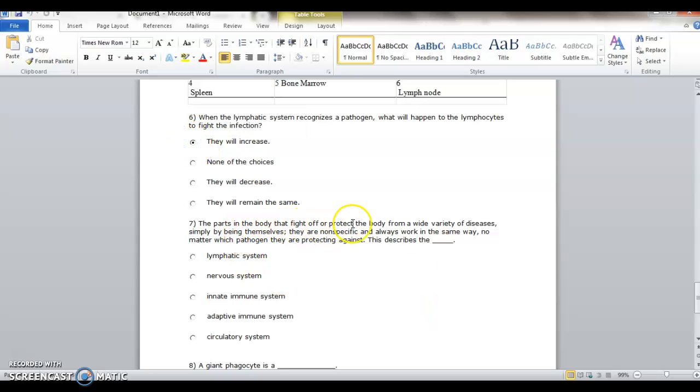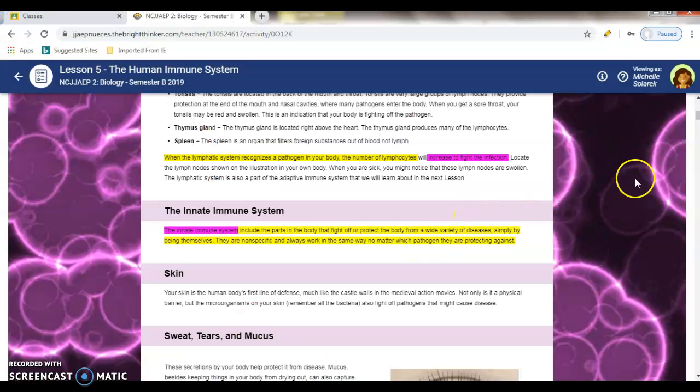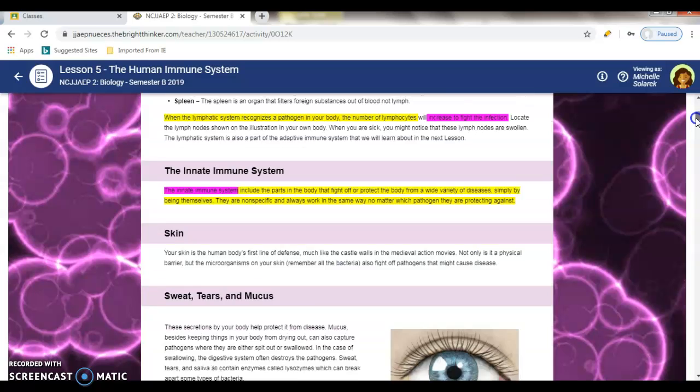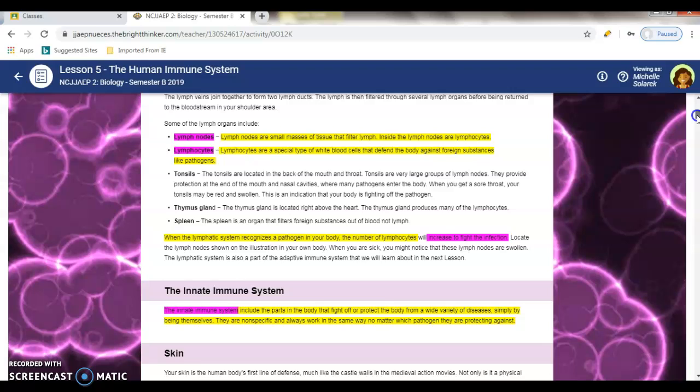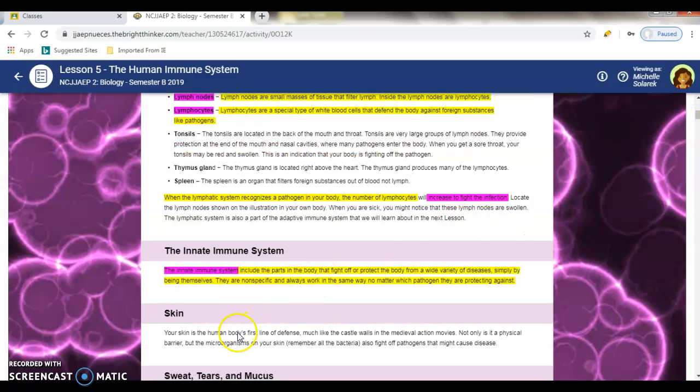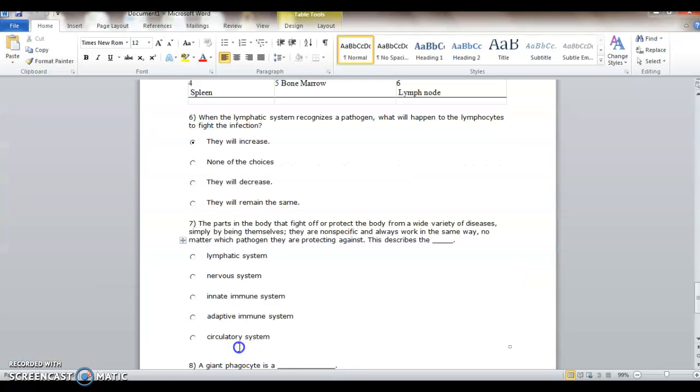Parts of the body that fight or protect the body from a wide variety of diseases simply by being themselves. They are non-specific and always work in the same way, no matter which pathogens they are protecting against. This describes the innate immune system. So it's right here. And that's the answer, so we click that.